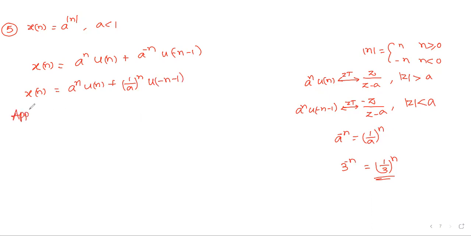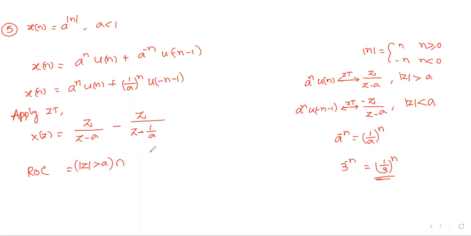What is the Z transform now? Apply Z transform. What is x of n's Z transform? X of z equal to z by z minus a minus z by z minus 1 by a. If you want to take the LCM and simplify, we can do that, but what is the ROC for this? Mod z is greater than a, intersection, mod z less than 1 by a, because it is a left-sided signal. So this is the corresponding ROC for the given problem. Right? Now, next one.